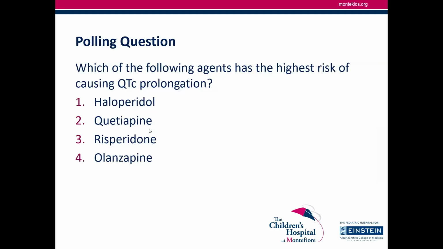So now we will move on to our second polling question. Which of the following agents has the highest risk of causing QTC prolongation? A, haloperidol, B, quetiapine, C, risperidone, or D, olanzapine?